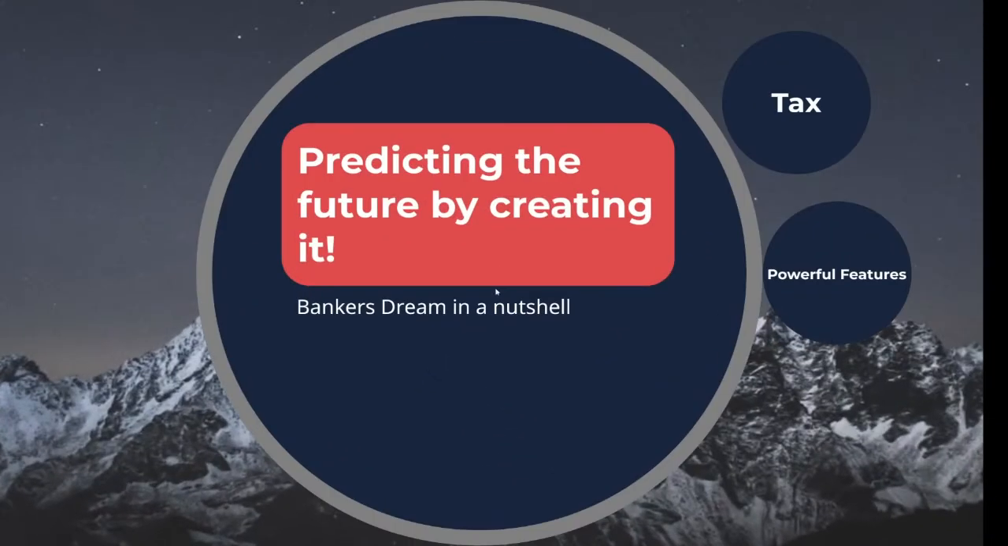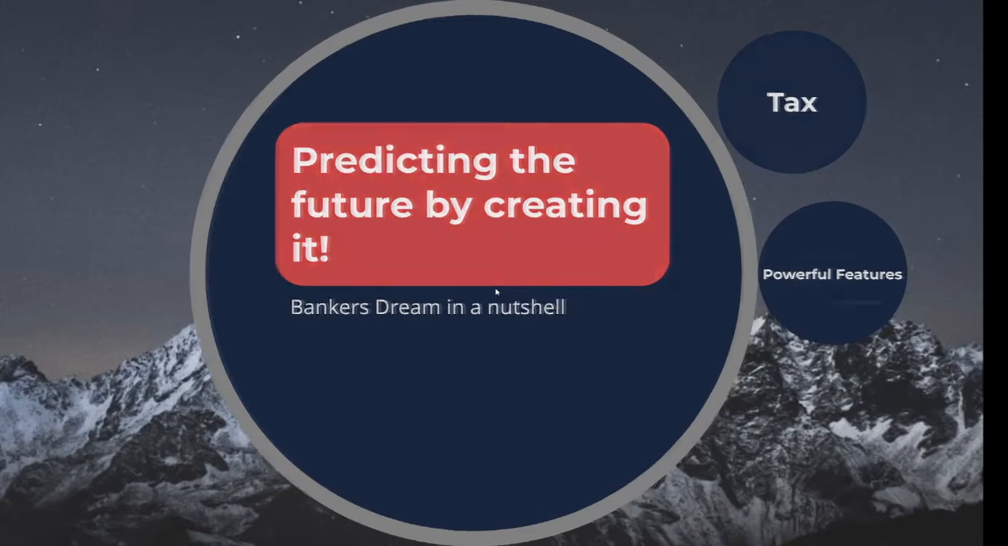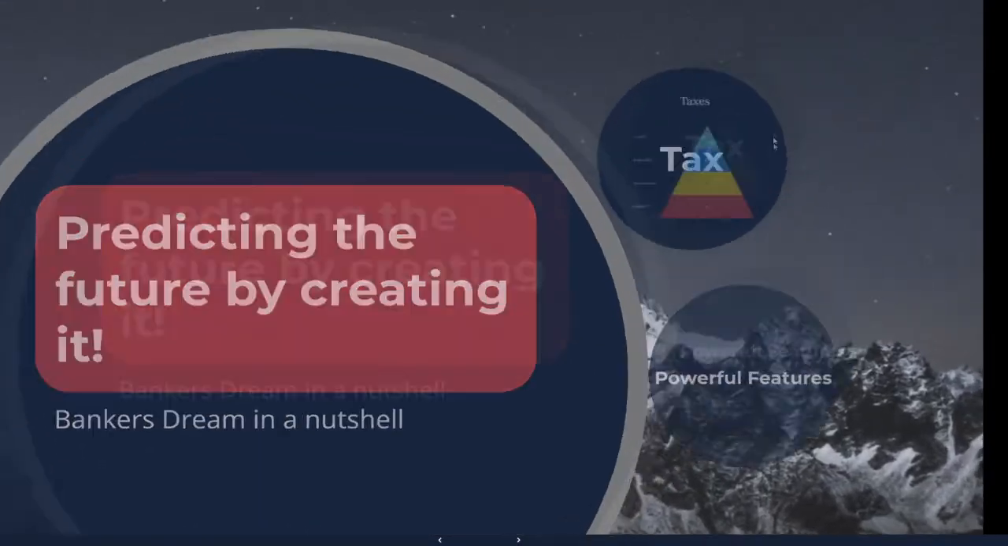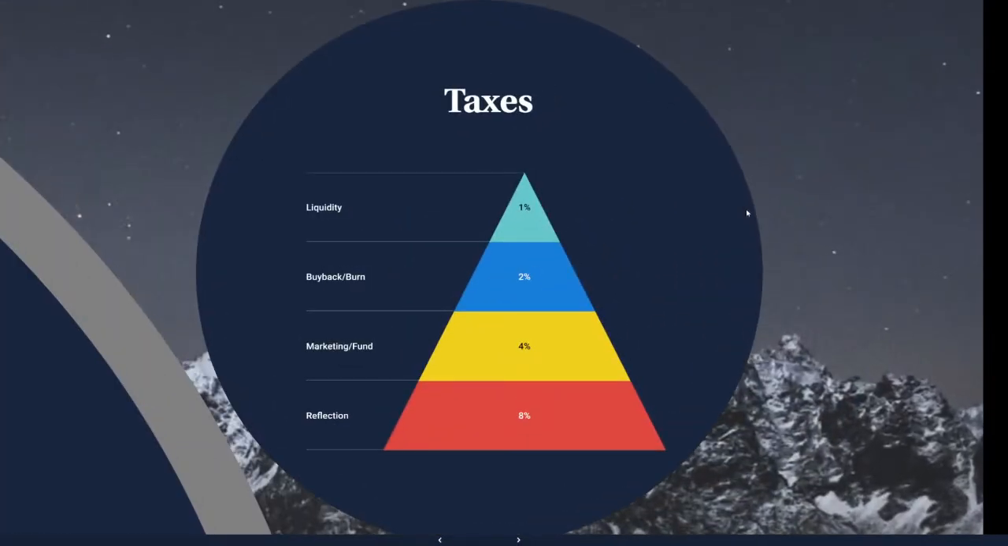So for our token, BankersDream, we have a tax applied. A lot of questions which we receive regard the tax. Why do we need a tax? Why is it at 15%? Basically, we cannot maintain the business without the tax. Let's just take a look at the actual tax distribution.